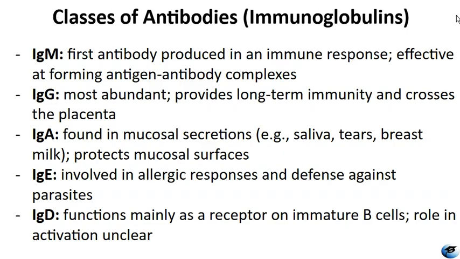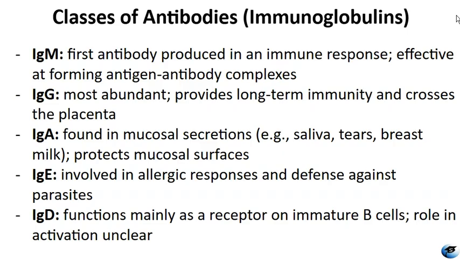Next is IgG. This is the most abundant antibody in the bloodstream. It provides long-term immunity and is the only antibody that can cross the placenta, which gives passive immunity to the fetus. If you've ever had a vaccine or recovered from an infection, it's IgG that helps you to stay protected in the long run. IgA is found primarily in mucosal secretions like saliva, tears, and breast milk. It helps to protect mucosal surfaces such as the gastrointestinal, respiratory, and urogenital tracts where pathogens are very likely to enter the body.